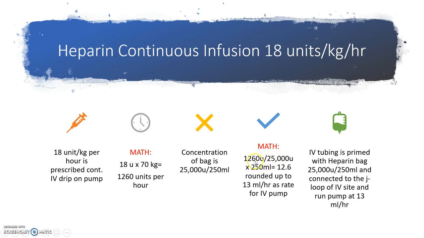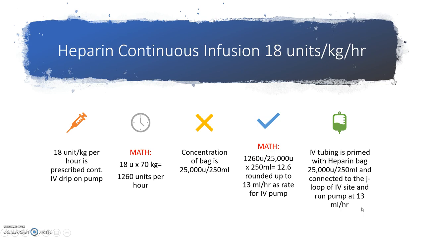The math on that, you divide 1,260 by 25,000 units, multiply it times 250, and you get 12.6. Go ahead and round that up to 13, and you have discovered how many milliliters per hour you program your pump. The IV tubing, you prime that with a heparin bag of the concentration 25,000 units in 250, and you go ahead and connect that to the J loop that you just bolused. Okay, so then you're going to program your pump at 13 milliliters per hour.